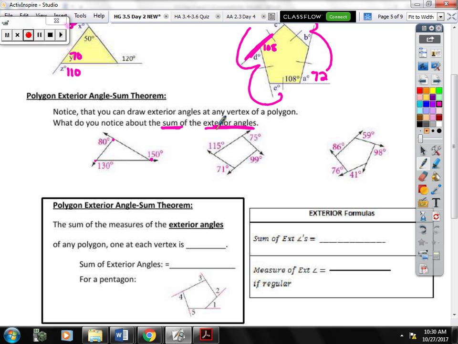So if we add 80 plus 130 plus 150 together, what do I get, Jared? 360. Check out the others. Add 115, 75, 71, and 99. And also add these 5 and see if you notice a pattern amongst our answers.